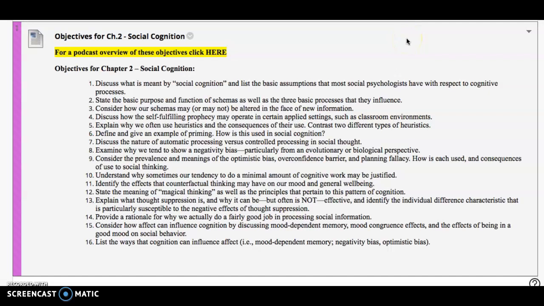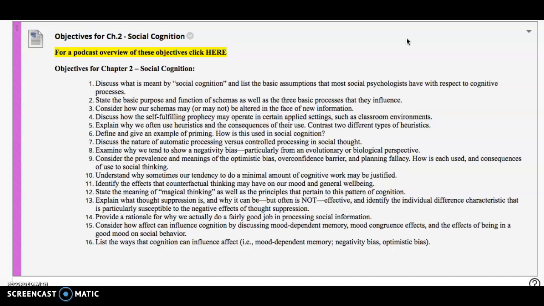So this is an overview of Chapter 2, Social Cognition, and this is just meant to walk you through the objectives for the chapter. So these would be things that you want to make sure that you come away from Chapter 2 understanding and knowing. So first off would be to discuss what is meant by social cognition. What does that term mean?